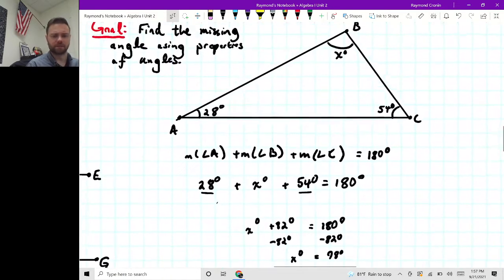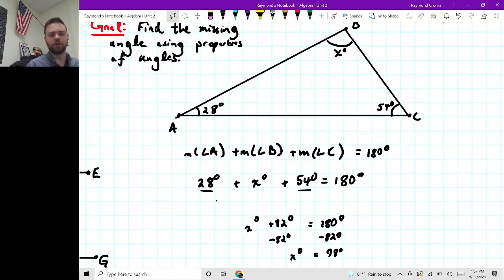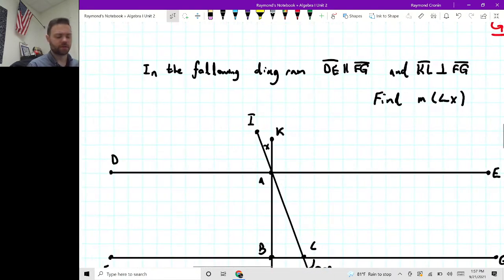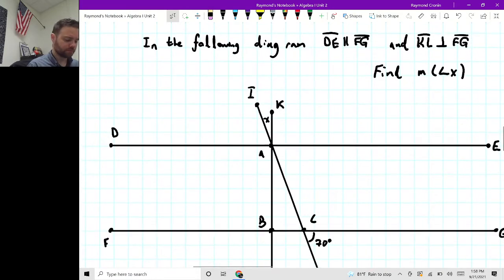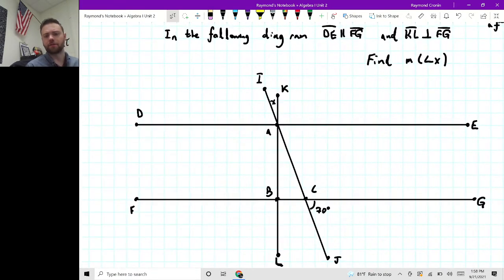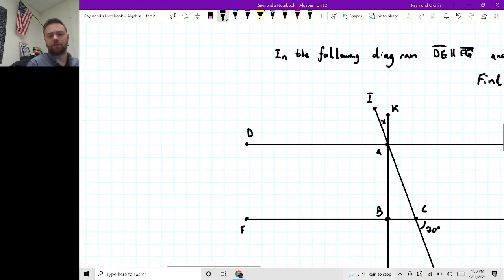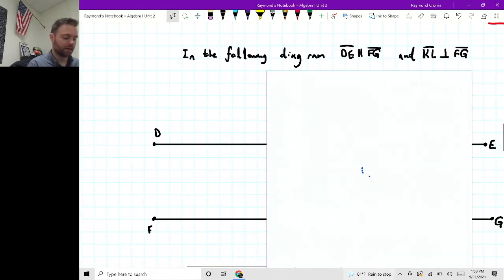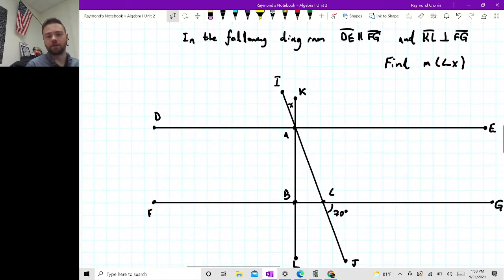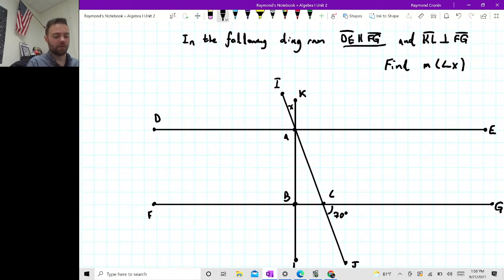And so that's kind of the premise, but you're going to use more than just that property, okay? So this is the first problem I've got. So anytime you see a diagram like this, all those letters, all it means is points, okay? So I've got D, F, A, B, I, K. They're just points in space. Really what we're trying to do is read the problem and find the missing angle.